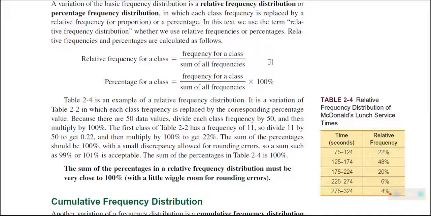So, let's check. If you have your calculator, compute 11 divided by 50. You will end up with 0.22. Then, multiply it by 100 or move the decimal place 2 units to the right. Then, affix the percent symbol. So, the relative frequency is 22%. For the second one, we have 48%, next 20%, next 6%, and next 4%. And when you total everything, you should end up with 100%.